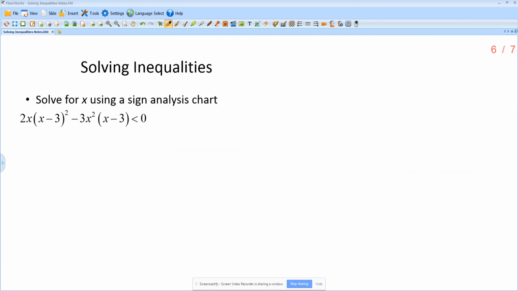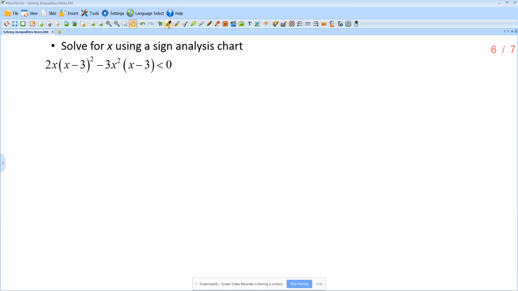All right, moving along, just 2 more mandatory examples. Solve for x using sign analysis chart. So in this case, it's just the factoring that I'm going to be doing that's a little bit different. When I'm looking at this, there are 2 terms in this inequality. And what I want to do is not multiply it all out, but instead factor out.